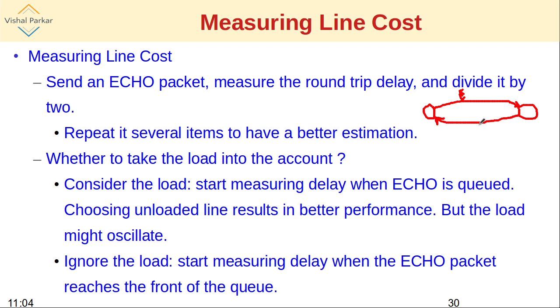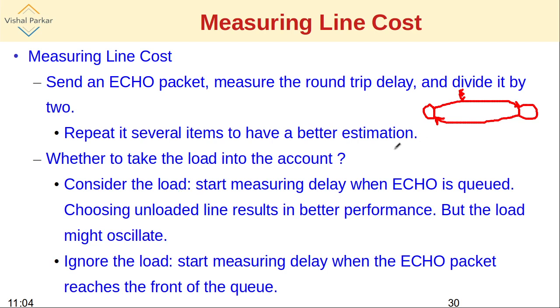Now even after the propagation delay is calculated, the bandwidth and accordingly the propagation delay may be there. So the third parameter is that, as we have just seen, if the line is loaded, the propagation time will be more. If the line is not loaded, the propagation time will be lesser. So whether to take the load into account, there are two approaches. The load may be considered, or that may not be considered. So what does it mean to consider the load?